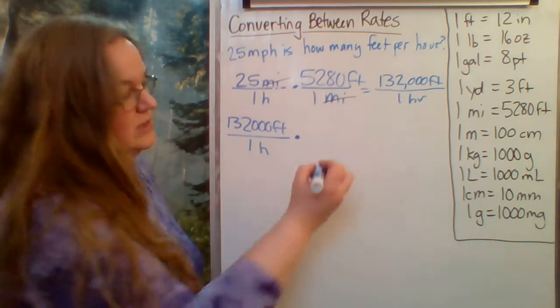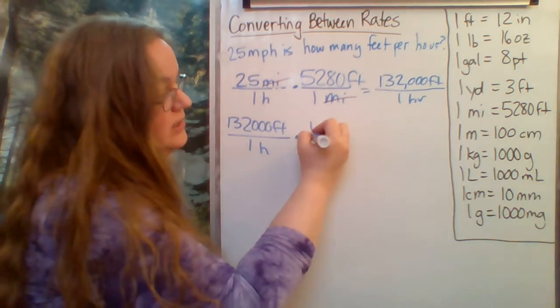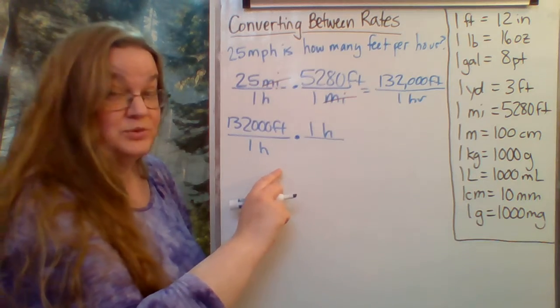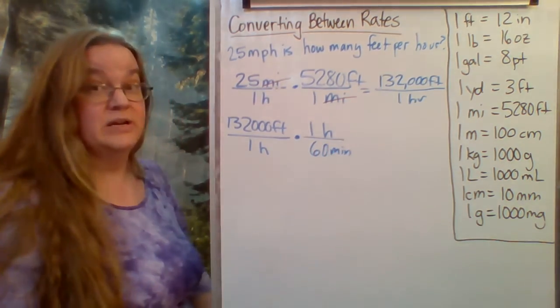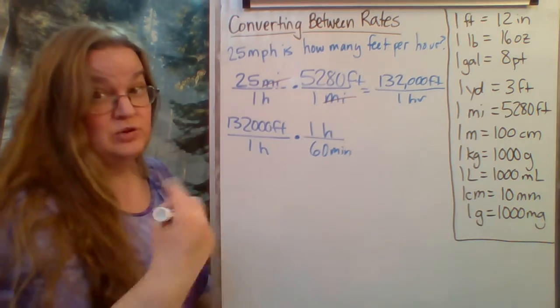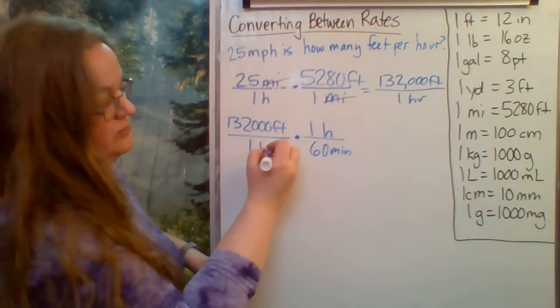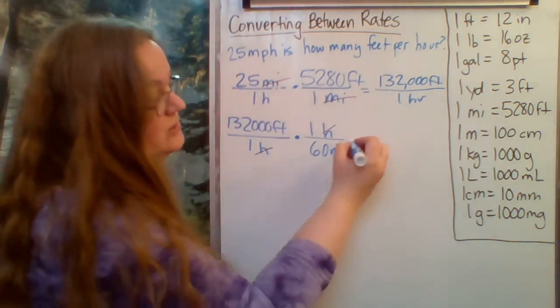So if I want to get rid of hours, hours is currently in the denominator, so I need to put an hour in the numerator. Well, I know that 1 hour is equal to 60 minutes, so I'm going to put 60 minutes in the denominator. But I want seconds, so I'm not done. Okay? As it stands right now, I've gotten rid of hours because I had 1 in the numerator and 1 in the denominator. So I go to the next step.